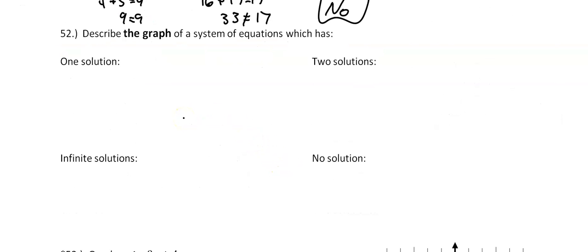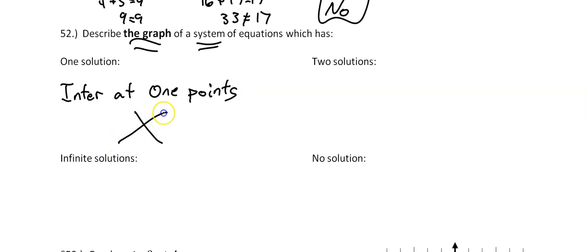This one says describe the graph of the system of equations. If it has one solution, it means they intersect at only one point. This could be two lines that intersect at a point, kind of looks like this, and that point of intersection is the solution. I guess it could be a parabola and something like a vertical line, and that would only intersect at one point as well.